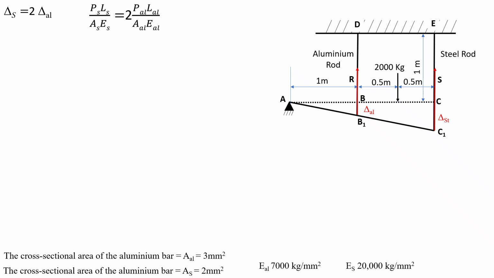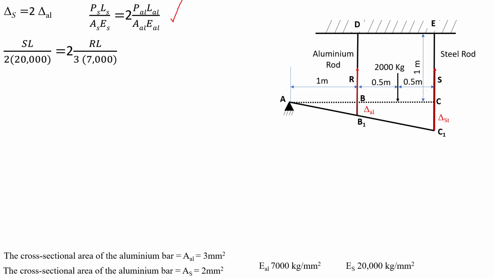So this is equal to 2 into delta AL. Delta AL is nothing but PL by AE. Similarly, delta AL equals PAL, the load applied on the aluminium rod, into the length of the aluminium rod AL, divided by the cross sectional area of the aluminium AL into the Young's modulus of the aluminium EAL. Here observe the length of the steel rod and aluminium rod initially is the same. So this equation can be written as follows.